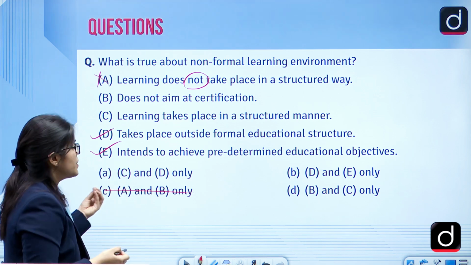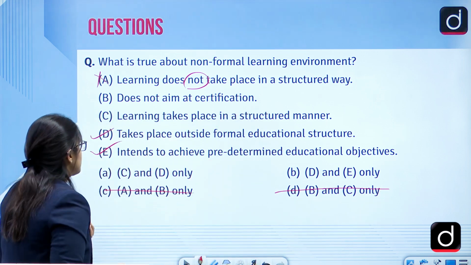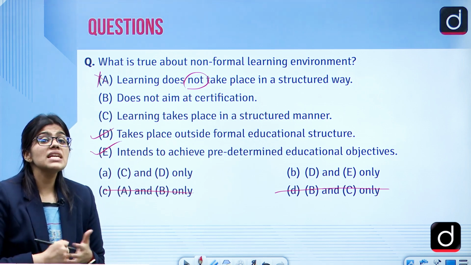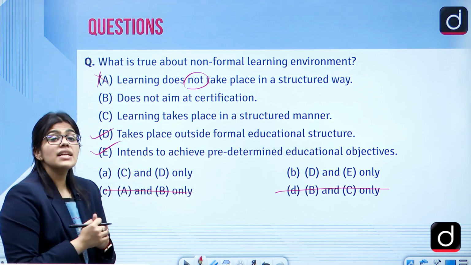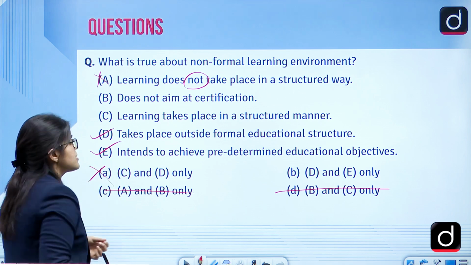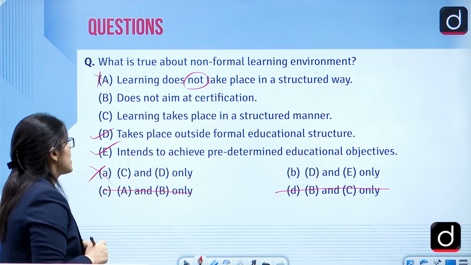So that means B would be striked again, because not is written. Then learning takes place in a structured manner. It takes place in a less structured manner, right? It is always happening in a less structured manner. So that means C won't be the answer. C won't be the one included. That means D and E are the right answer.